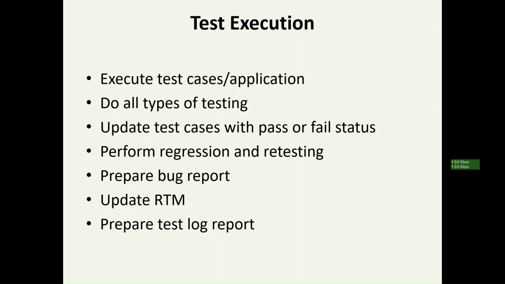You start with smoke testing, then sanity testing, then read the test case, input the condition in the application, and write pass or fail. If it is pass, you prepare a log report. If it is fail, you prepare a bug report and report it to the team. Once the bug is fixed, you do retesting and regression testing, and then update the RTM and prepare the log report, and you are going to circulate it to the team. So this is the flow in which the execution phase happens. Hope you got it.